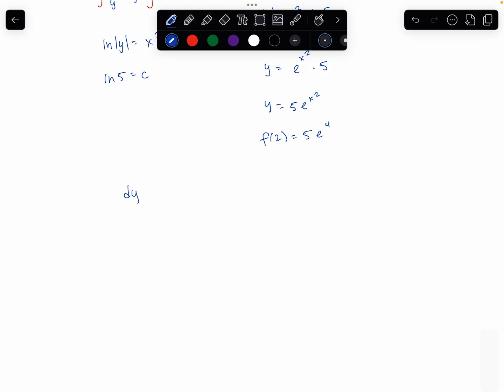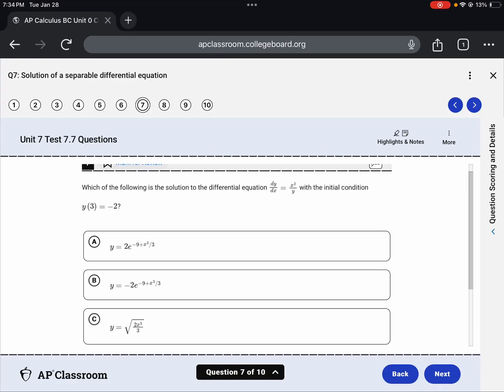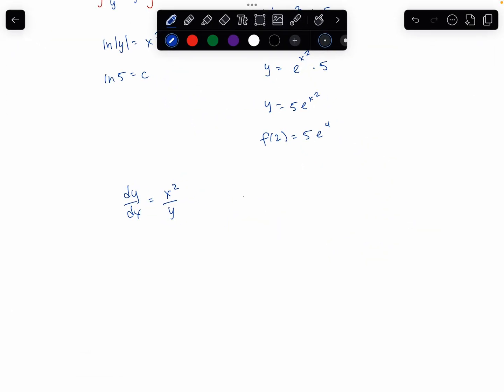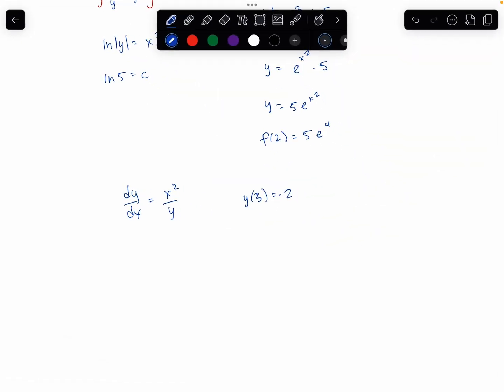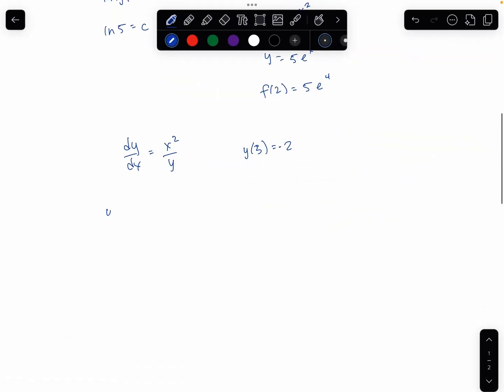So dy/dx is equal to x squared over y. What's our initial condition? Our initial condition is y of 3 is equal to negative 2. Is that negative 2 or positive 2? Negative 2. Alright, so separate the variables. I'm going to multiply by y and get y dy equal to x squared dx.